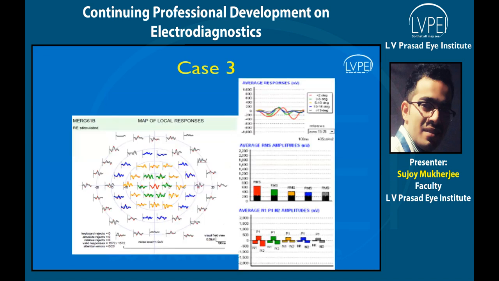Simultaneously, the machine itself calculates the amplitudes in nanovolts, so it should be a little bigger so that we can focus on the amplitudes and see the implicit time too. We can see that the amplitude is not very robust. Even though it is present and the shape is maintained, the amplitude is low. While analyzing how much the noise was, the noise level was also within the accepted range, so it is reliable. And the average of the N1, P1 and N2 wave amplitudes for a particular ring is also diminished.